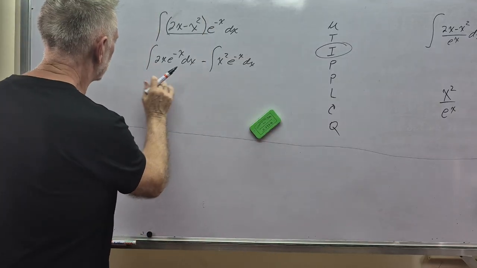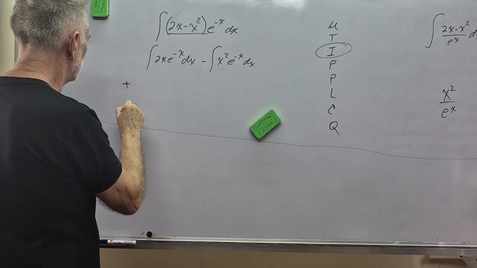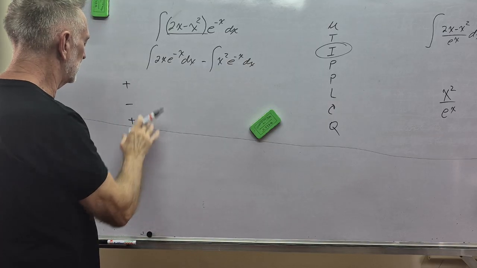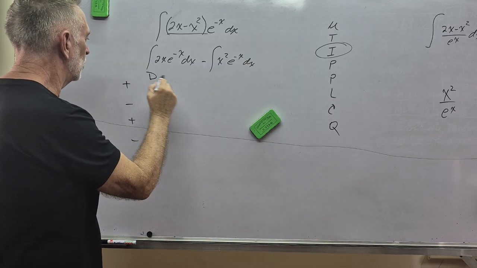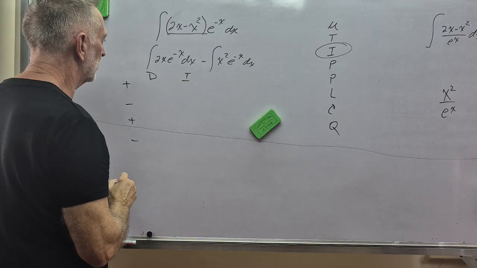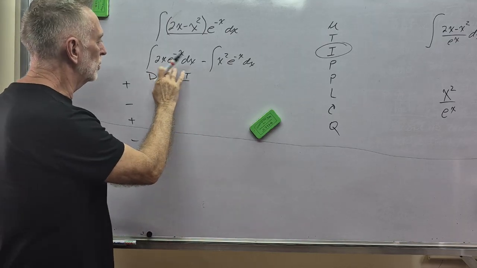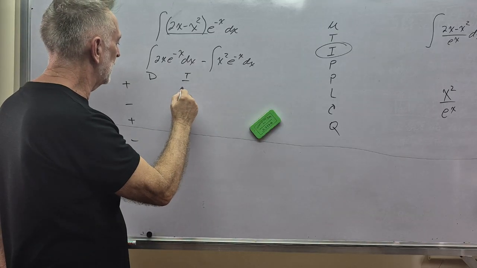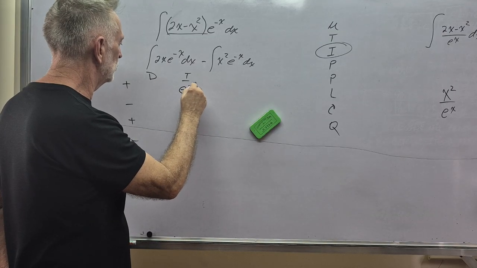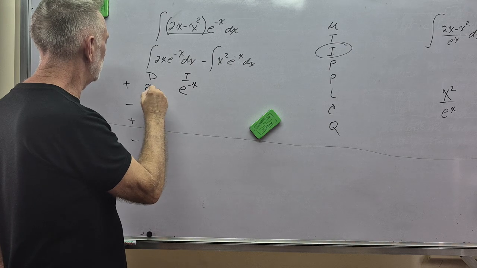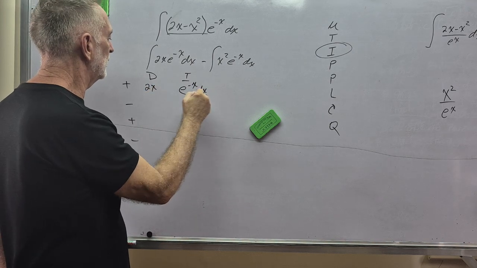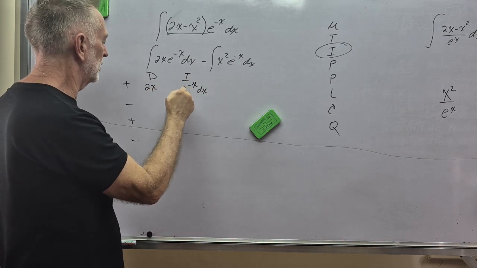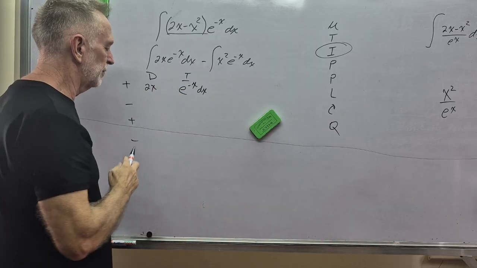So it involves plus, minus, set it up like that. There's one column for derivatives, one for integration. Of the two terms, pick out the one that you know you can integrate. E to the minus x is the one I'm going to choose, okay? And put 2x here. So that's e to the minus x dx. We're going to integrate that, take the derivative of this.